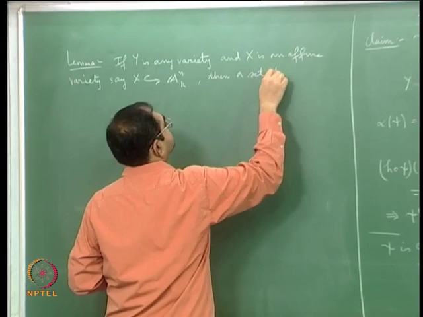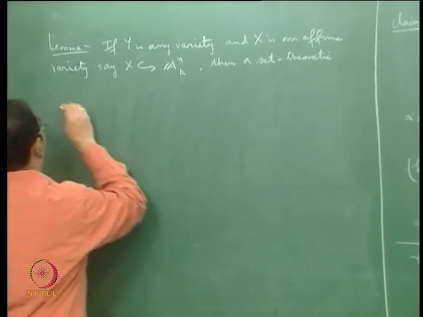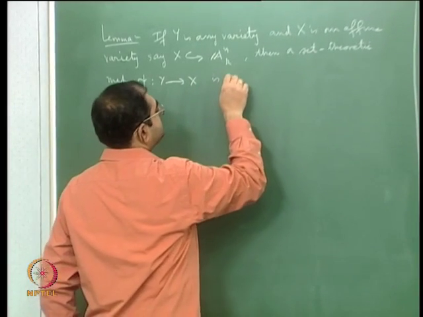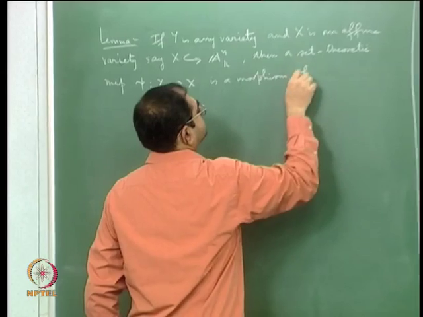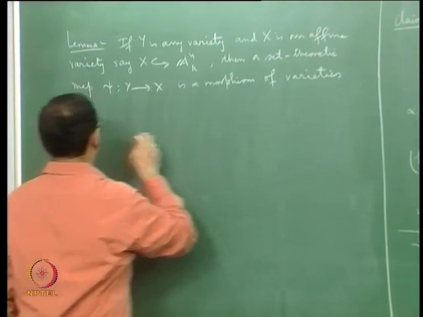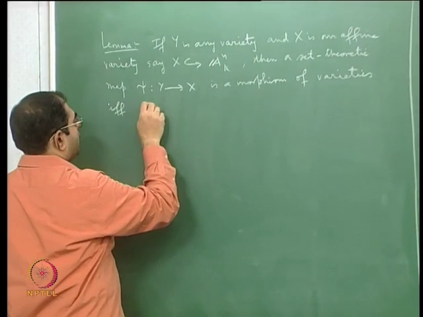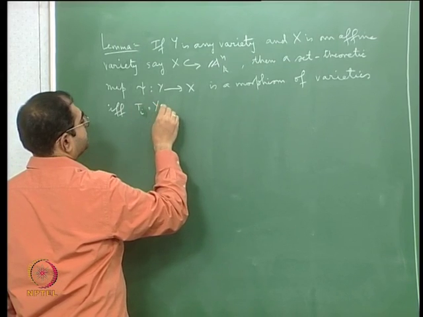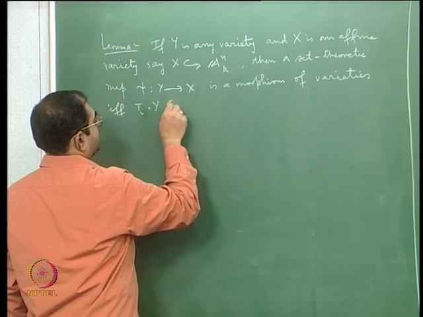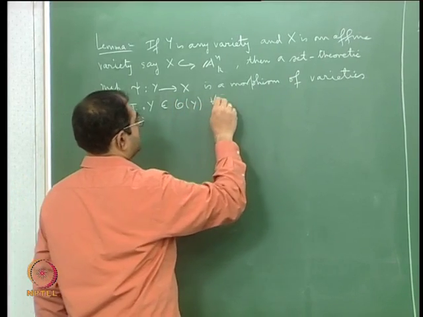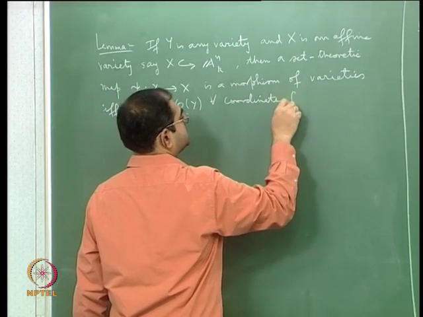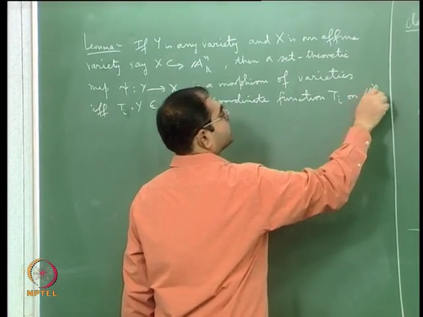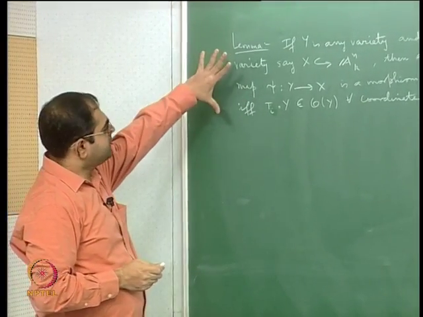a set-theoretic map psi from Y to X is a morphism of varieties if and only if Ti composed with psi is a regular function on Y for every coordinate function Ti on An, okay. So actually this is a very beautiful statement.